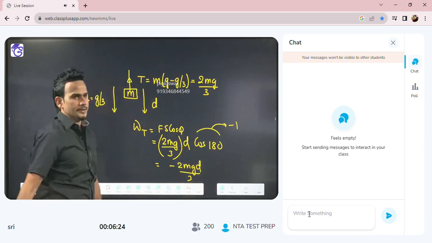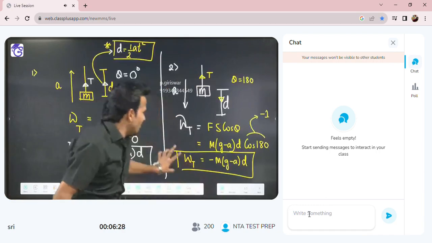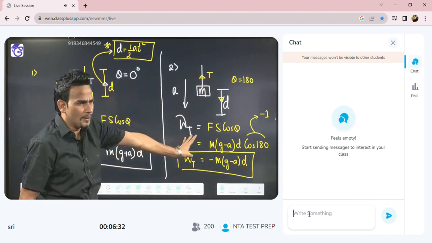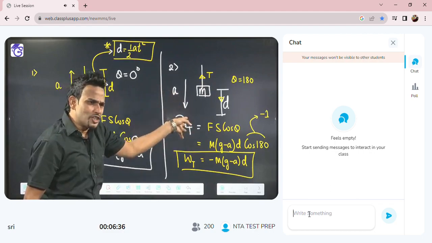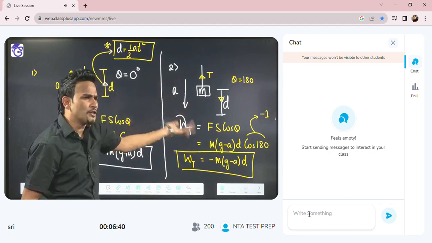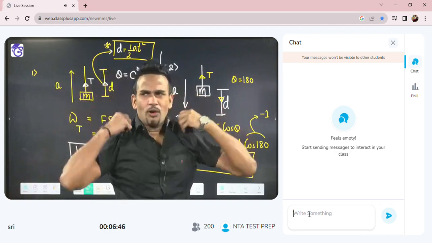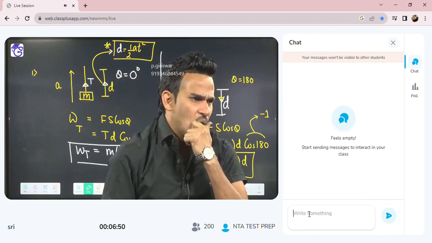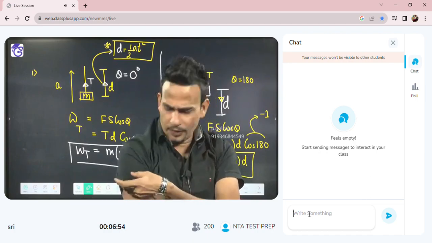This is the answer. These are not formulas; don't think you will sit and remember them. It's not possible to remember every formula. Without a formula you can do this: find the value of tension, then see whether the block is going up or down, then use Fs cos theta and you'll get the answer. Everyone will be able to do questions based on work done by tension. Tell me once, then we'll move further.